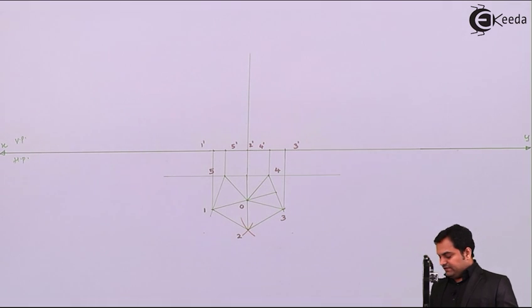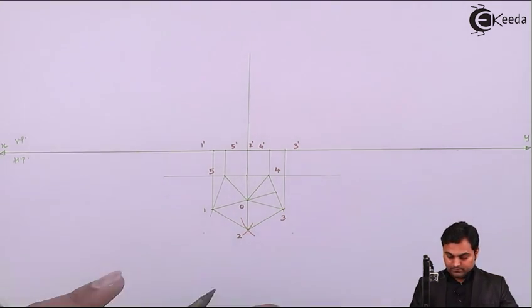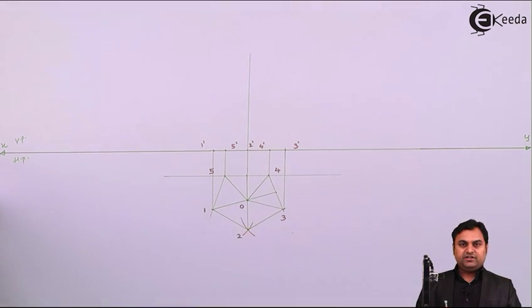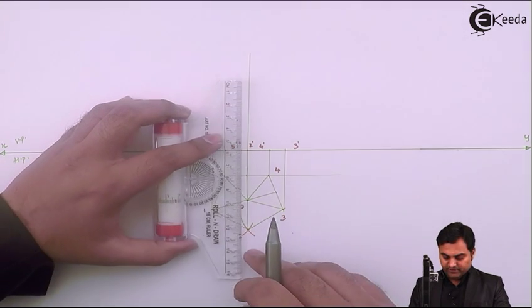Now the height is given as 65 mm. So this is the apex which we are seeing from top, it appears as a point, but when we are looking from front it will be a line.